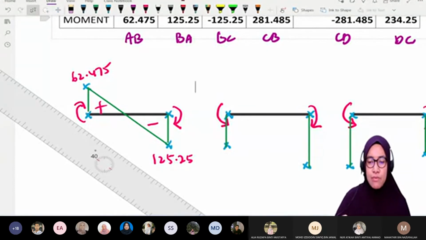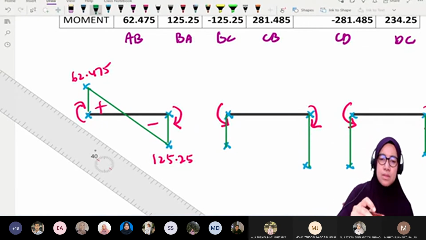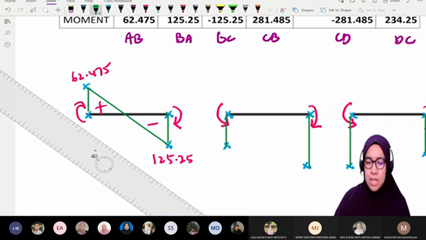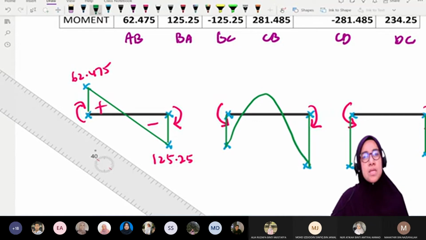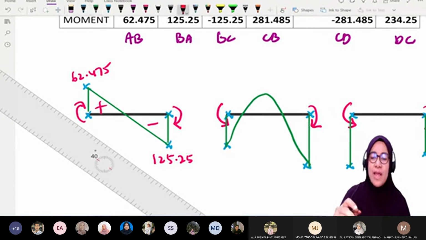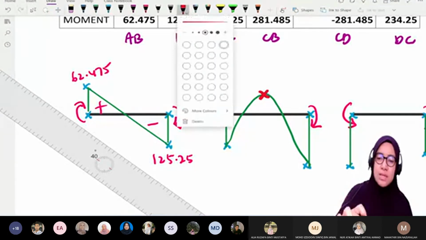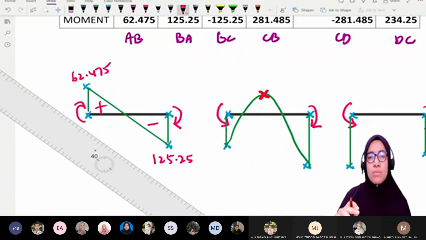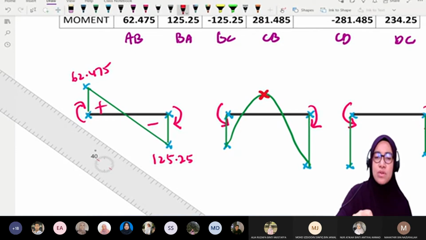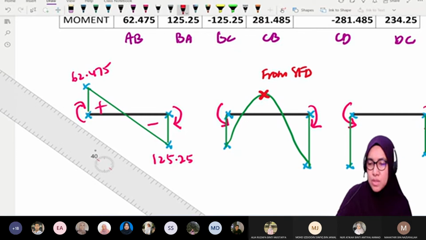Okay, yang ni dia curve. Curve tu lebih kurang macam ni lah. Kalau ada intersection means macam ni curve dia tu. Okay, kalau ada intersection. And value ni kat tengah-tengah ni, value intersection ni, okay, we can get from shear force diagram. Yang ni kita akan dapat from shear force diagram. Maximum moment tu. Okay.